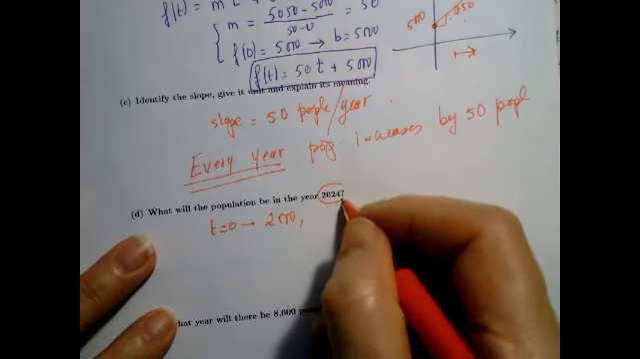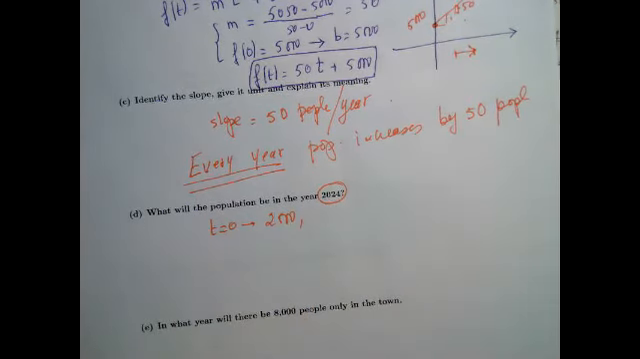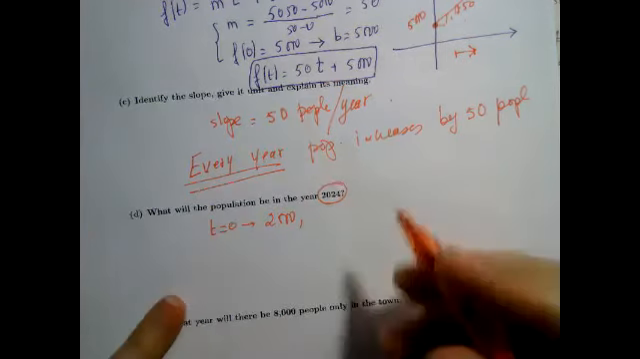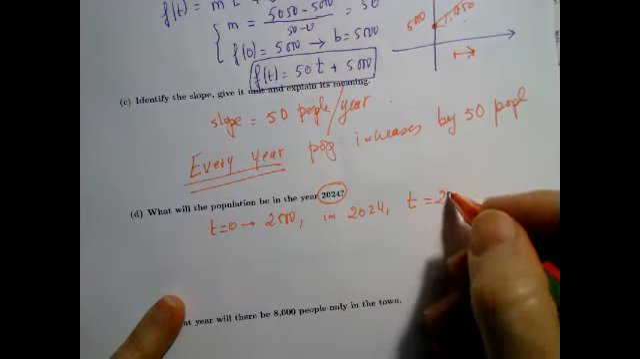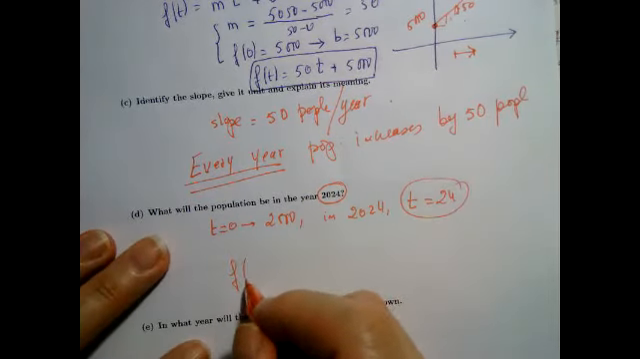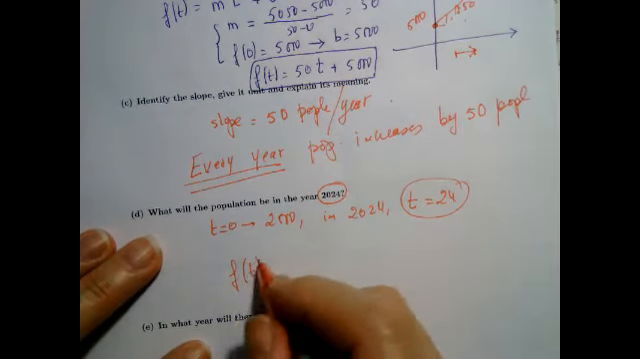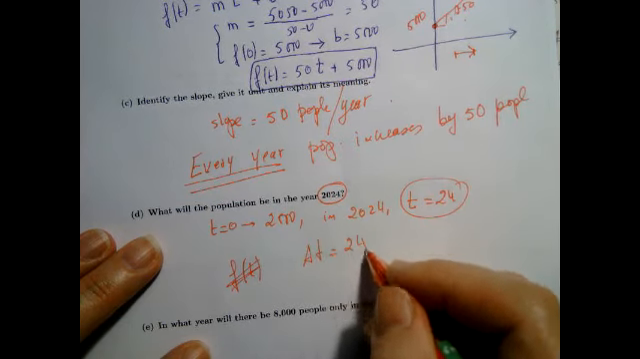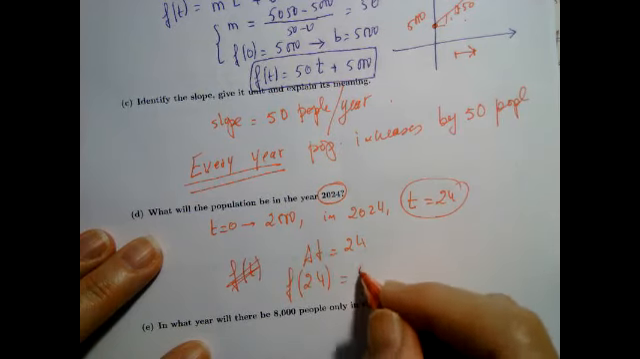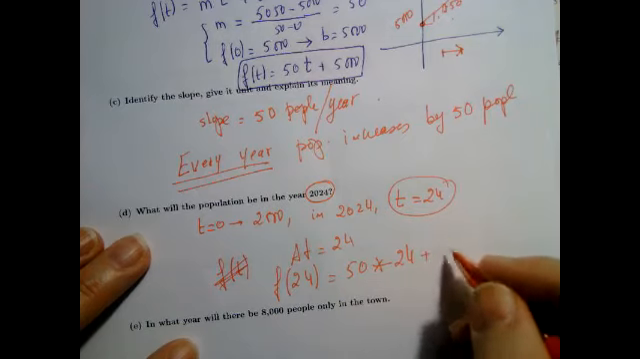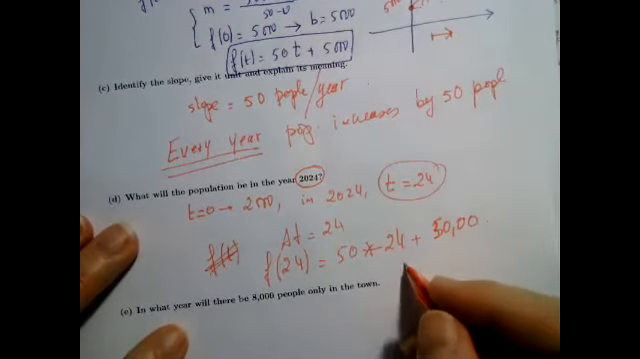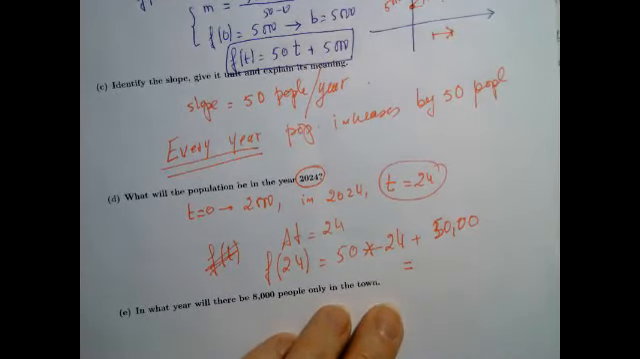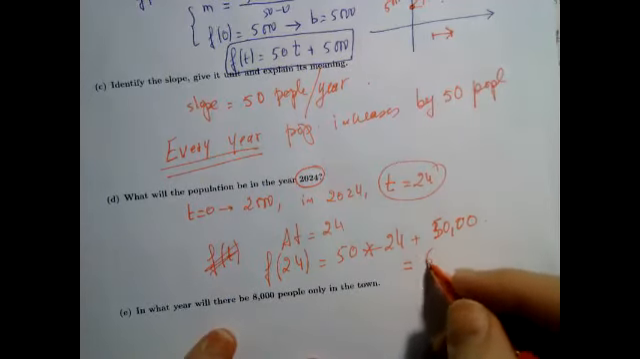And my question, what will be the population in 2024? Would you do 50 times 24 plus 5,000? Exactly. It means in 2024, the value of t, you just subtract, is 24. So if you want the population, f of t gives you the formula for the population. So now at t equals 24, you need f of 24. It means 50 times 24 plus 5,000. That's what my calculator will help out. I'm getting 6,200 people.